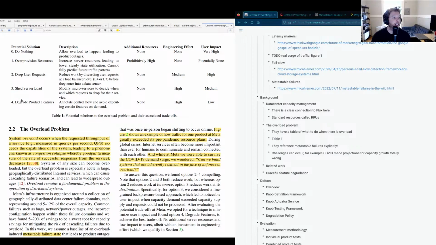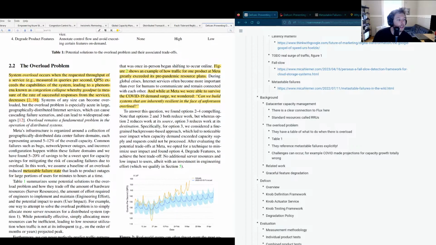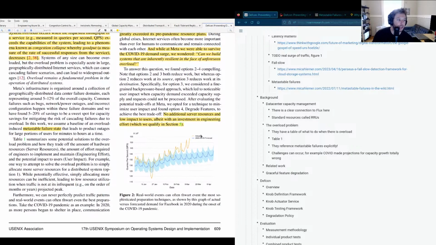Then they talk about degrading product features. This is what they chose to do. And maybe there are some other pros of actually being able to degrade product features. Okay, cool. I'm curious. Yeah, so they qualify what the actual engineering effort is.